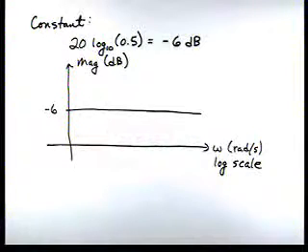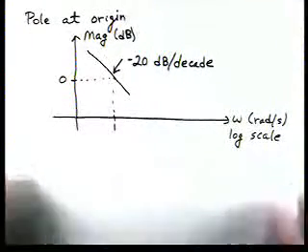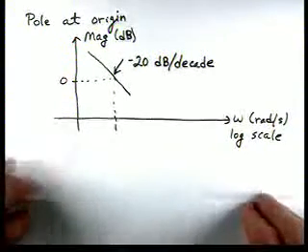Next is our pole at the origin, and if we refer back to the textbook, the gain characteristic for a pole at the origin is shown here. It has a slope of minus 20 dB per decade, and at ω = 1 it has a gain of 0 dB. So there's the pole at the origin.